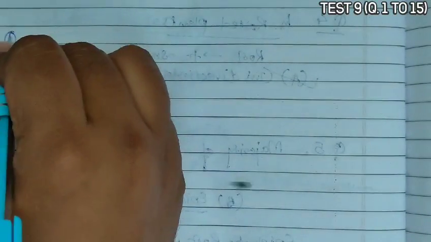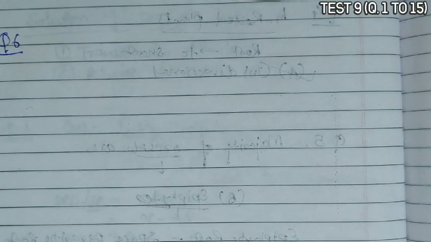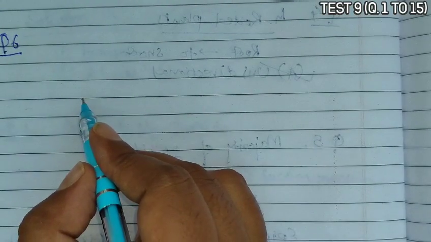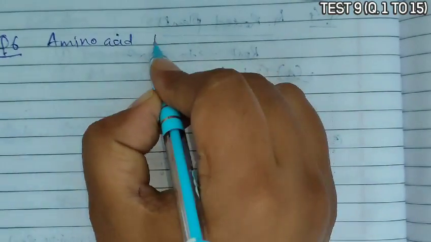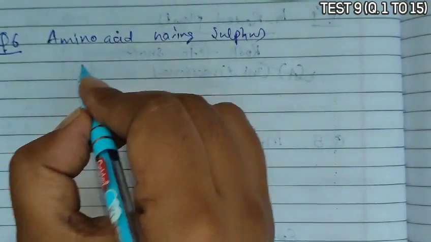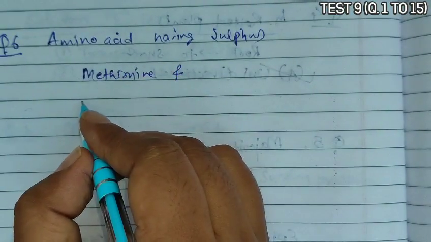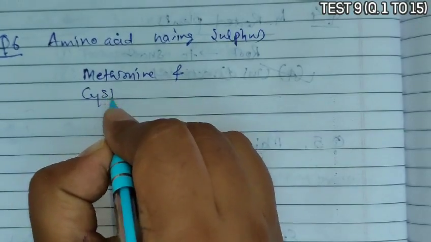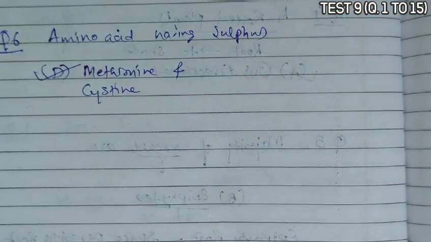Next is question 6. Question 6 asks which of the following amino acids contains sulfur? The sulfur containing amino acids are methionine and cysteine. So option D is given as methionine, so it becomes the correct answer.